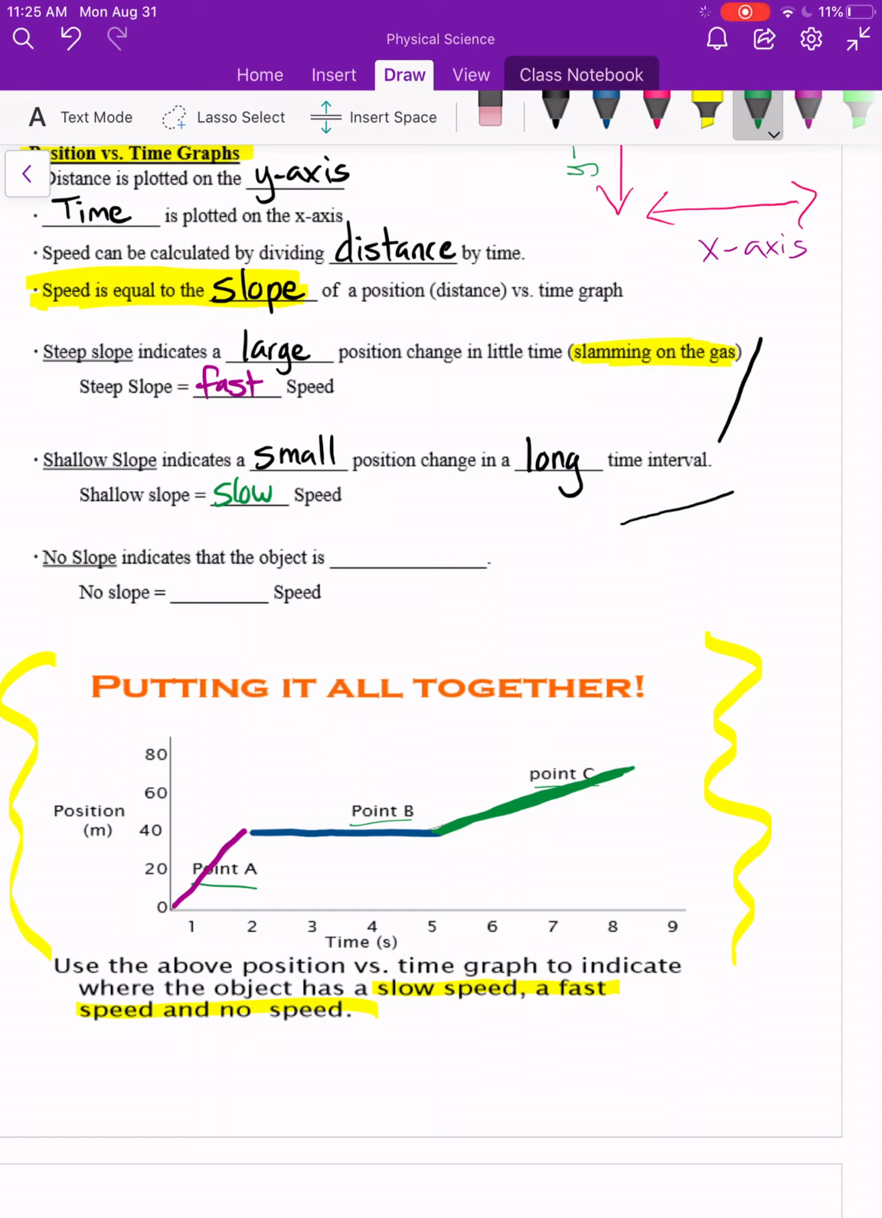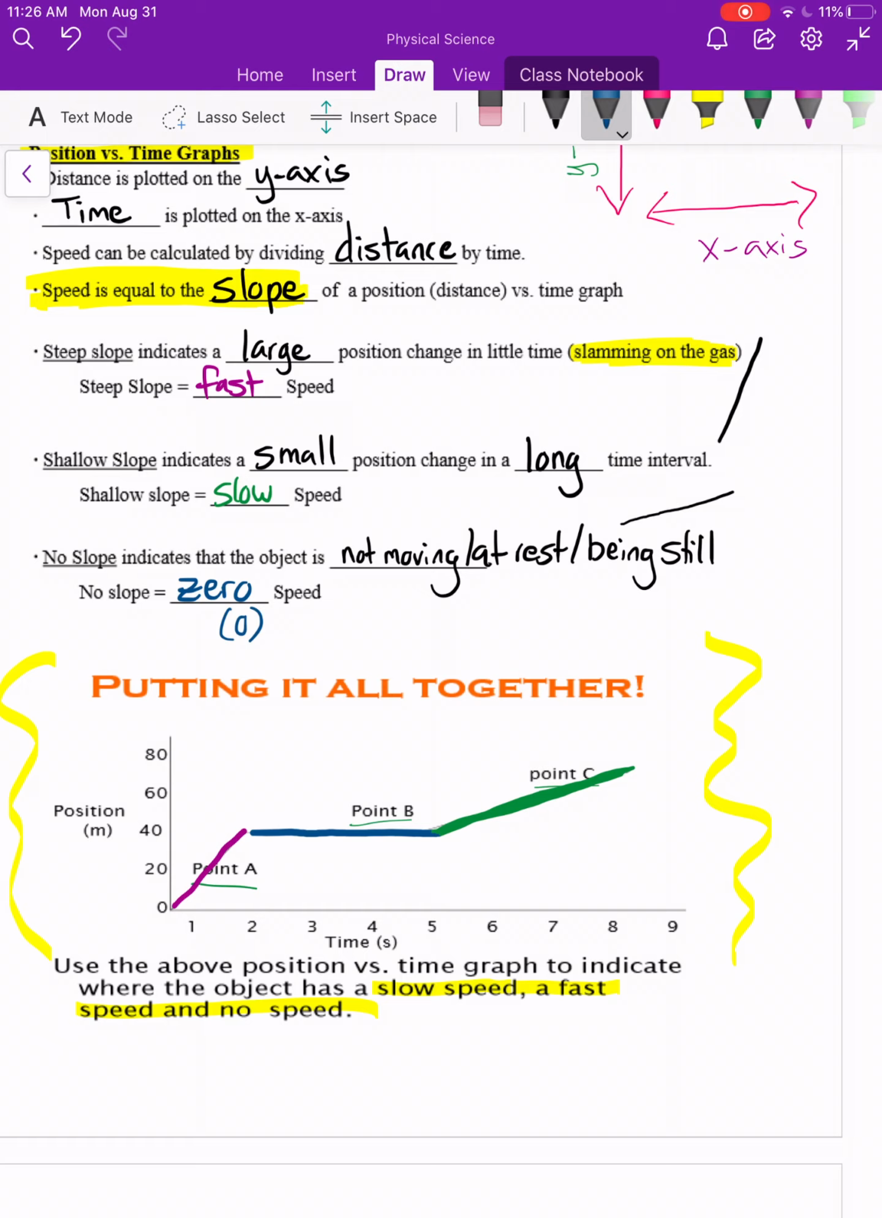And then no slope, all right? So if you look at this blue line down here, this no slope, that means this object is, you can write this a couple different ways. You could say is not moving. You could say is at rest. You could say it is being still, okay? Either way, however you look at it, what does that really mean? That means that the speed is 0, okay? So a 0 speed, all right?